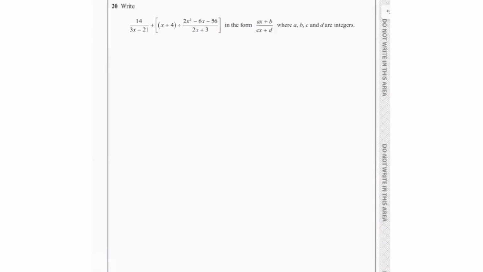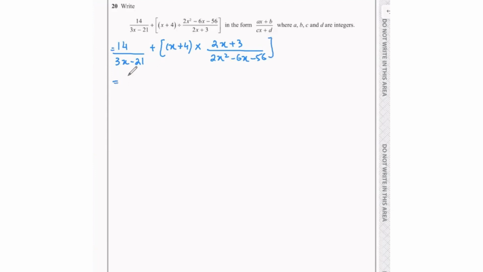So this might seem very confusing, but if we do it step by step, it's actually quite simple. Let's begin with simplifying this equation. So we have 14 over 3x minus 21 plus bracket x plus 4. Since x plus 4 is being divided by this fraction, let's take the reciprocal and replace the division by multiplication. So that's going to be 2x plus 3 over 2x squared minus 6x minus 56.